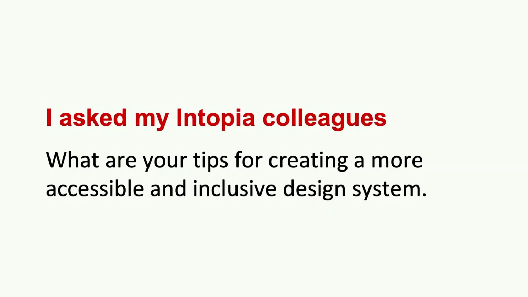So in preparing for this presentation, I put a Slack message out. We're pretty geeky at Intopia. We have an A11y Geek Out channel, which is where we get in and discuss all of our tricky, hairy accessibility problems. And I said, okay, share with me all of your tips for creating a more accessible and inclusive design system. So I took all of those and synthesized them into the 7 tips that I am going to go through.